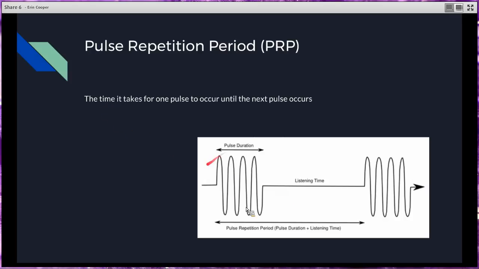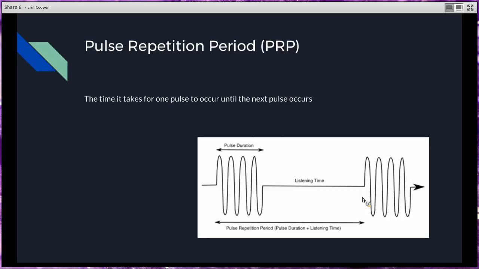So we have our same 4-cycle pulse here. The pulse duration is how long it takes for the entire pulse to pass. And then if we add the listening time in to that time, then we get the pulse repetition period. We get the period of time that it takes for the pulse to repeat. So that is what pulse repetition period is. How long does it take for one pulse to finish until the next pulse begins? All right. Hopefully those all make sense.